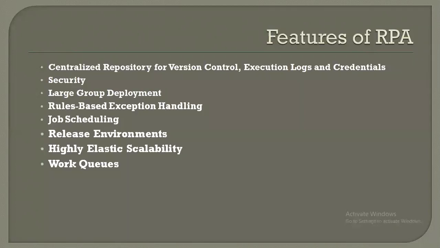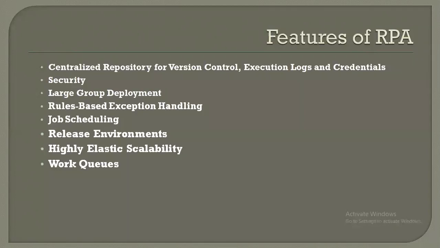The next point is large group deployment. Basically, you can deploy a number of robots in a large group, and you can even scale up or down the number of robots based on the requirement without downtime. The next point is rule-based exception handling. We have the best features in RPA tools, in major tools like UiPath, Prism, and Automation Anywhere, to implement this exception handling. Job scheduling is to schedule the jobs.